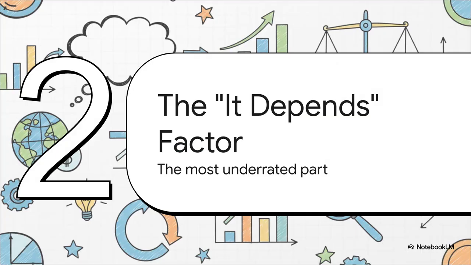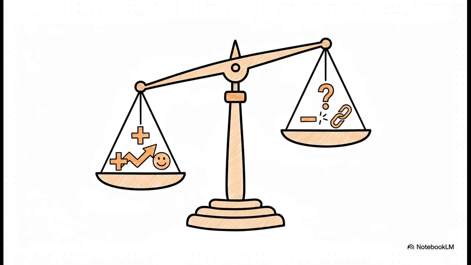And that leads us right into the real core of your analysis, what I like to call the "it depends" factor. This is without a doubt the most underrated part of any grade evaluation, and it's the thing that examiners absolutely love to see. So this "it depends" factor is built on a foundation of balance. You've got to weigh the strengths, what works well, who benefits from this policy, against the weaknesses. What could go wrong here? What are the real limitations?